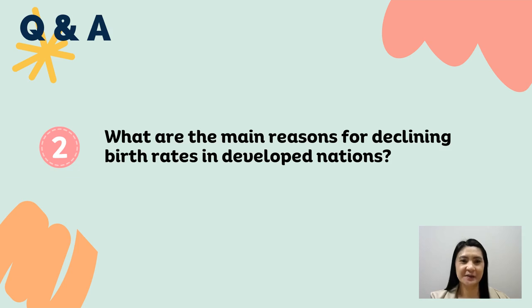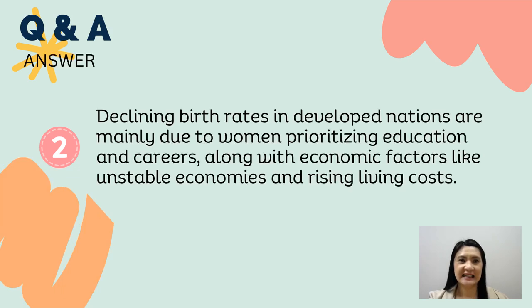Question 2. What are the main reasons for declining birth rates in developed nations? Answer: declining birth rates in developed nations are mainly due to women prioritizing education and careers, along with economic factors like an unstable economy and rising living costs.